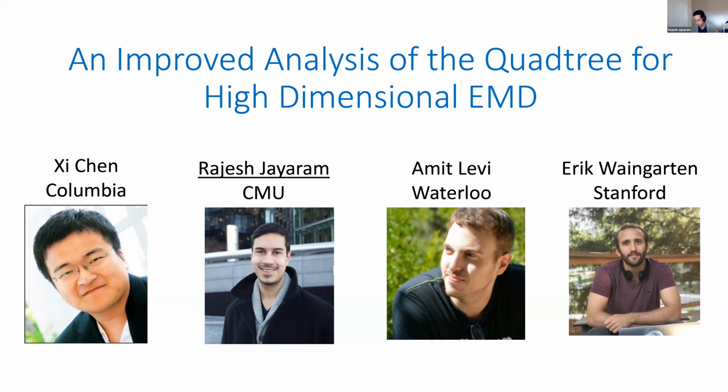Thank you. So yeah, I'll be telling you about this old algorithm, but a new analysis for a classical problem called Earth mover distance. And the algorithm is, of course, this quadtree algorithm. So this is a joint work with Shi Chen, who's a professor at Columbia, Amit Levy, who just graduated from Waterloo, and Eric Weingarter, who also just graduated from Columbia and is now doing a postdoc at Stanford.